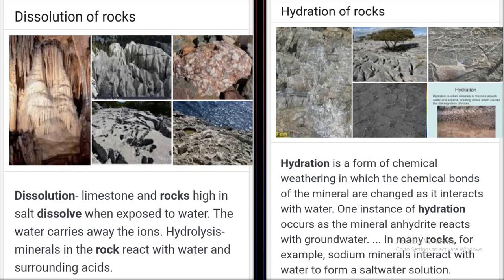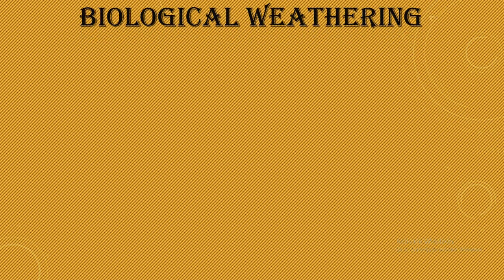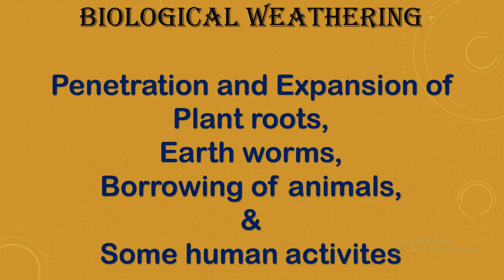We are moving on to the third type of weathering, that is biological weathering. Biological weathering occurs due to the penetration and expansion of certain things. What are those things? How do they get penetrated? You know very well, plant roots. They penetrate into rocks to get water for their growth.